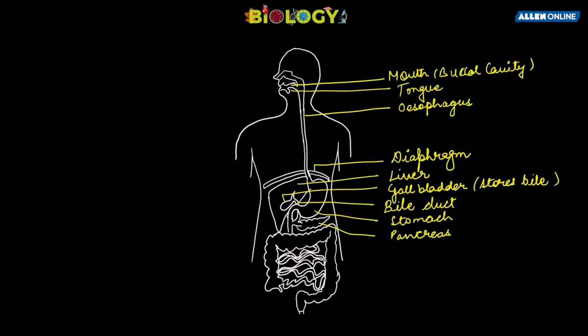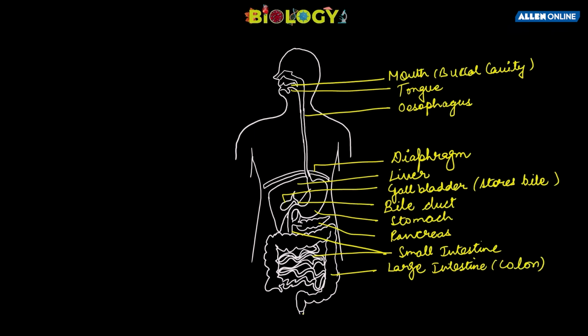Now we are going to label the small intestine. So this part and this entire coiled part is the small intestine. So label it like this. And now the large intestine, in which this segment represents colon, and then the anus part, and the vestigial organ appendix.